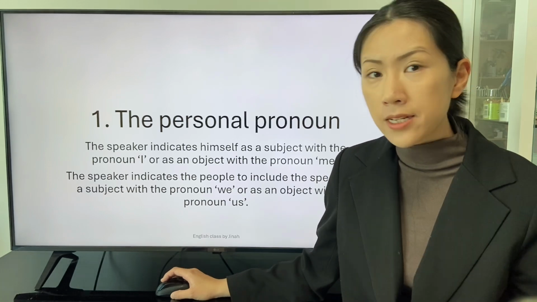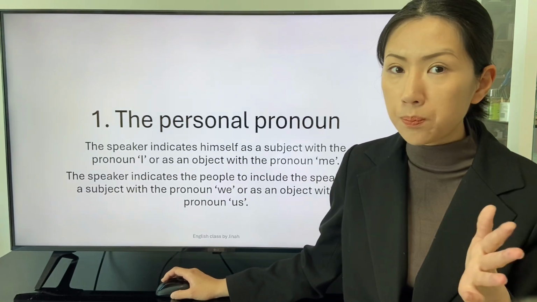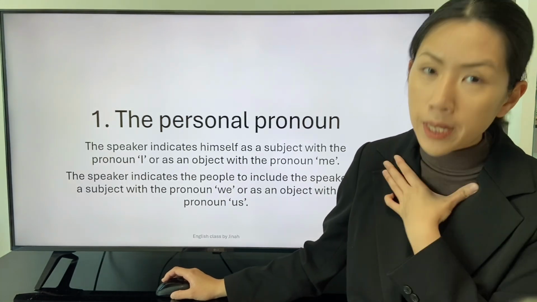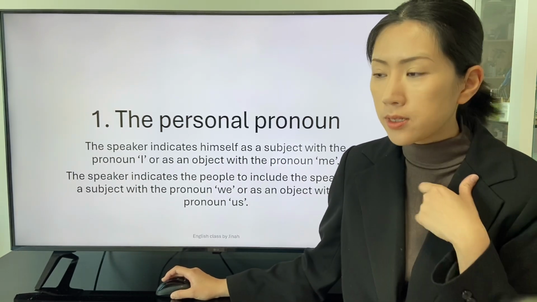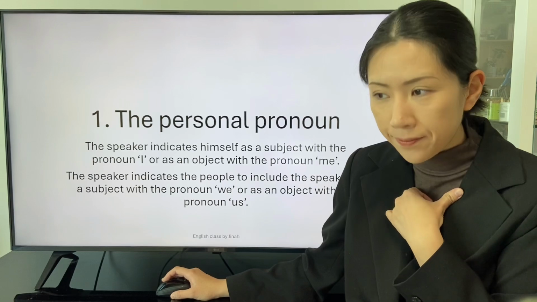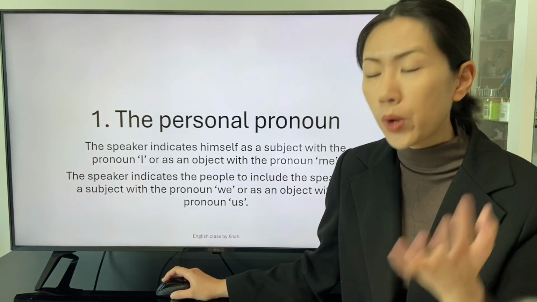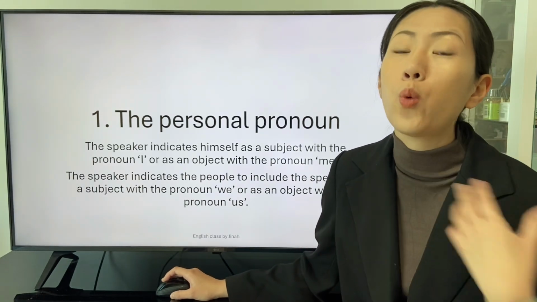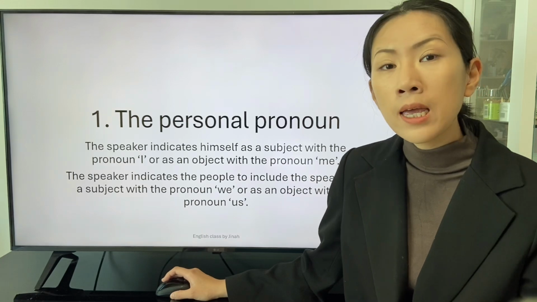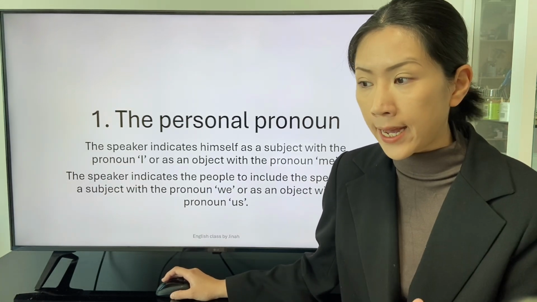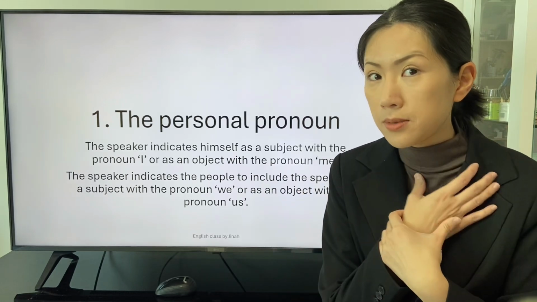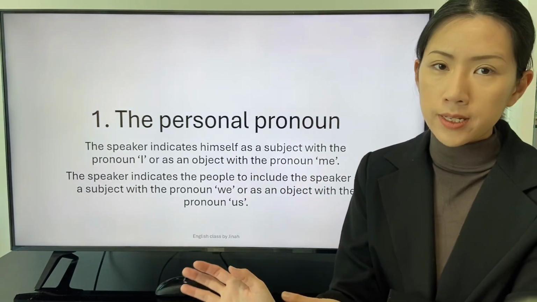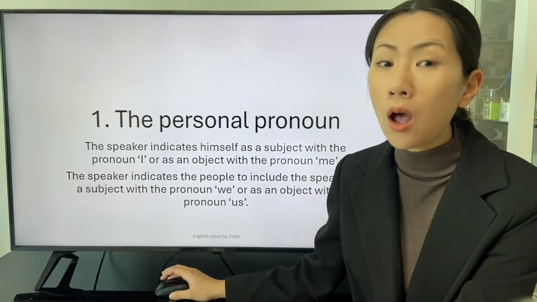and the speaker indicates himself as an object with the personal pronoun me. The speaker indicates the people to include himself as a subject with the personal pronoun we. And the speaker indicates the people to include himself as an object with the personal pronoun us.